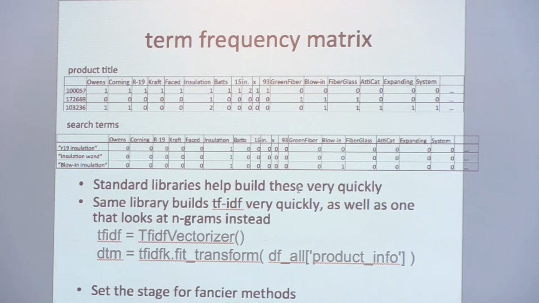So sklearn has a little module. It has loads of amazing modules that really help out. You can see in 2 lines, I can build this document term matrix with a lot of different options in it. And the nice thing about this, as well as being efficient, is it sets the stage for the fancier methods we're going to look at down the line, because you've got this giant numeric matrix, and we're going to get some features out of it.